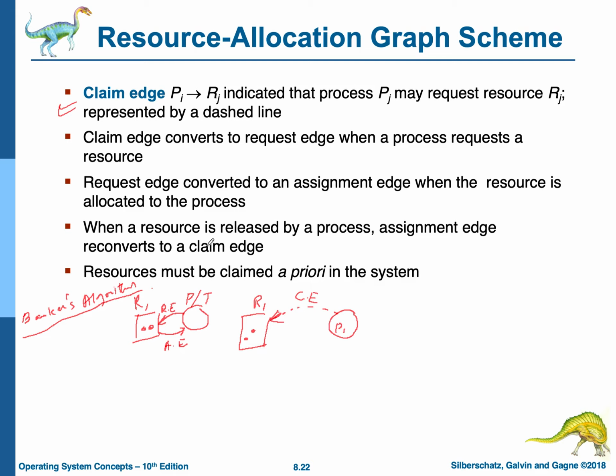Now what happens is that a request edge is converted to an assignment edge when the resource is allocated to a process, and when a resource is released by a process, the assignment edge is converted to a claim edge. It means that it is not acquired now. Resources must be claimed in prior to avoid the deadlock.